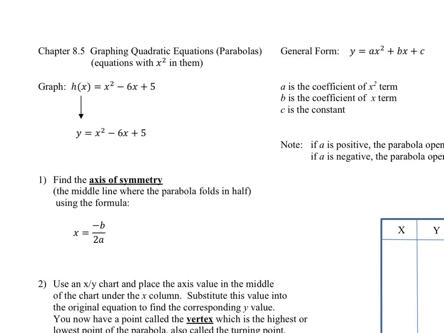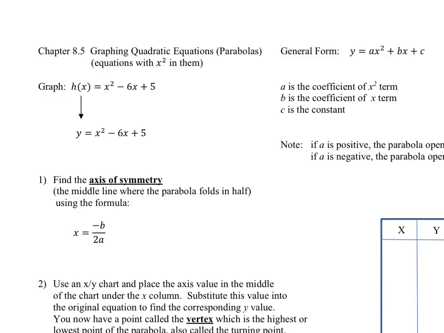Our general form of a parabola is a trinomial, ax squared plus bx plus c, where a is the coefficient of x squared, b is the coefficient of the x term, c is the constant right here.